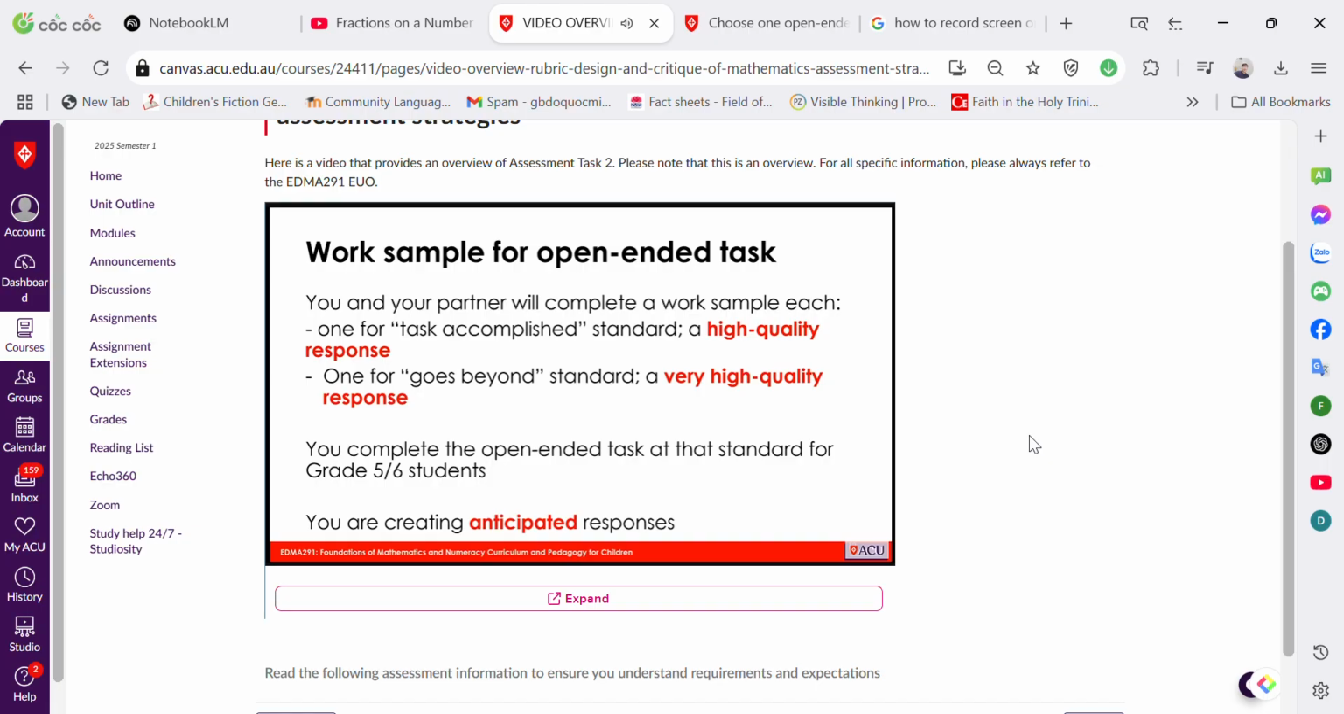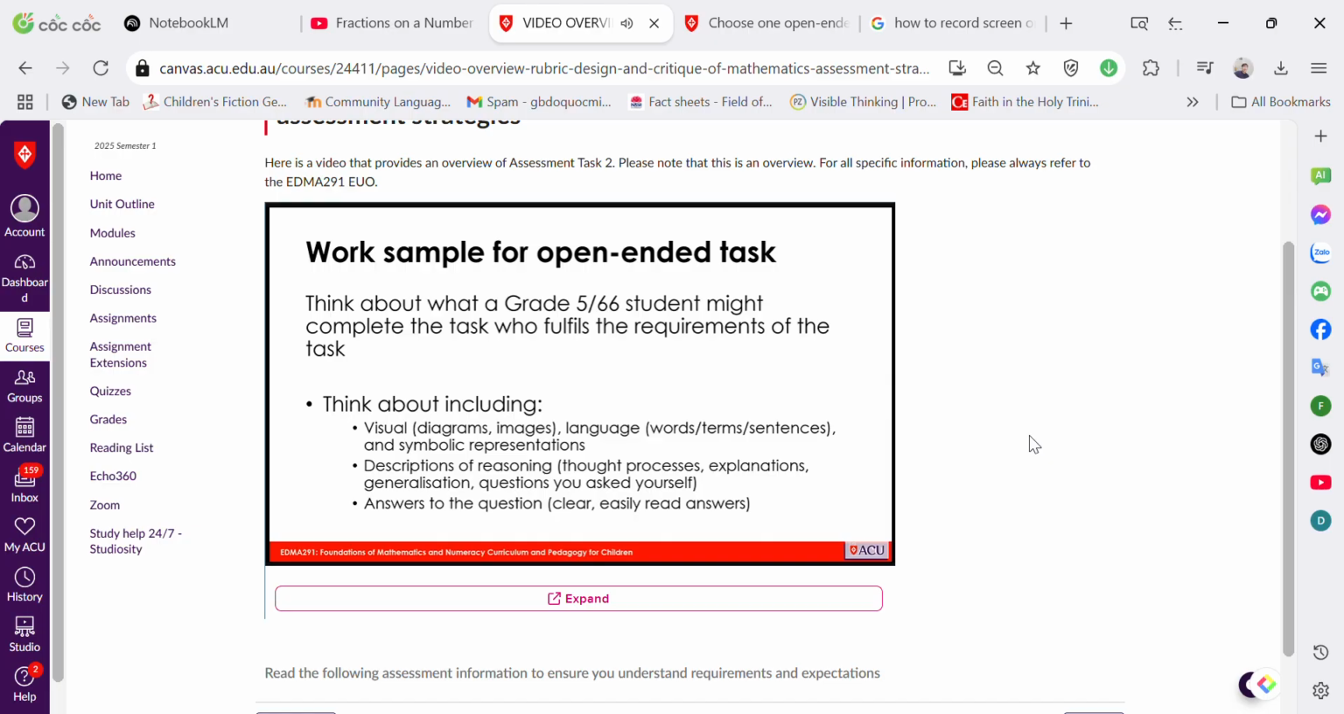So what we're doing is we're engaging in that really important aspect of mathematical pedagogical reasoning that we need to do as teachers, which is anticipating responses. You're going to think about what the grade 5-6 student might complete. So you're going to look at visuals, language, and descriptions of reasoning, so thought processes, explanations, generalizations if there are any, and questions that you ask yourself.